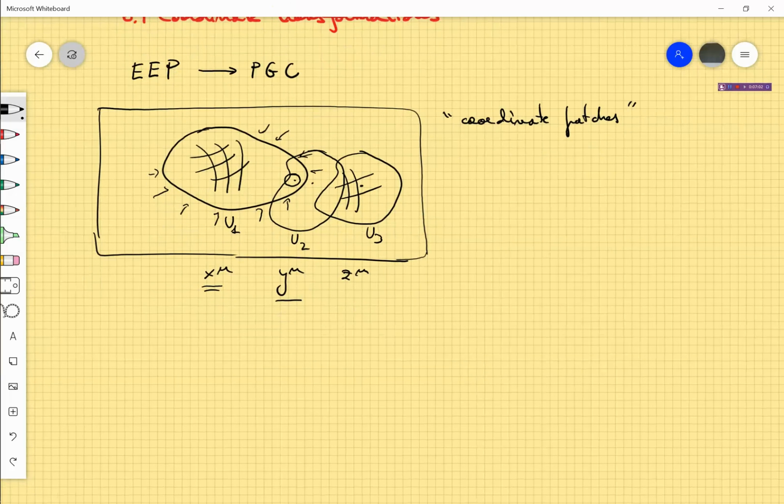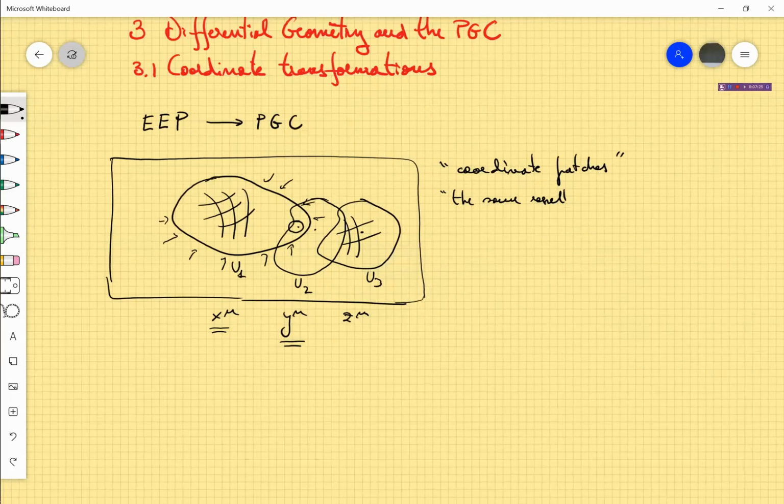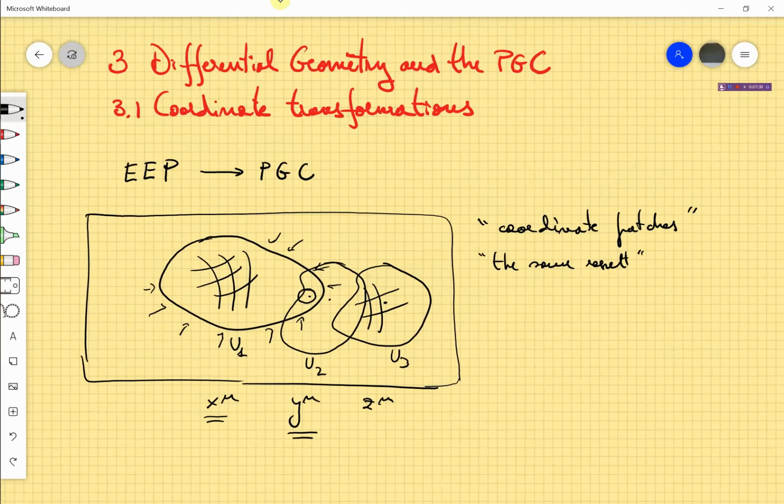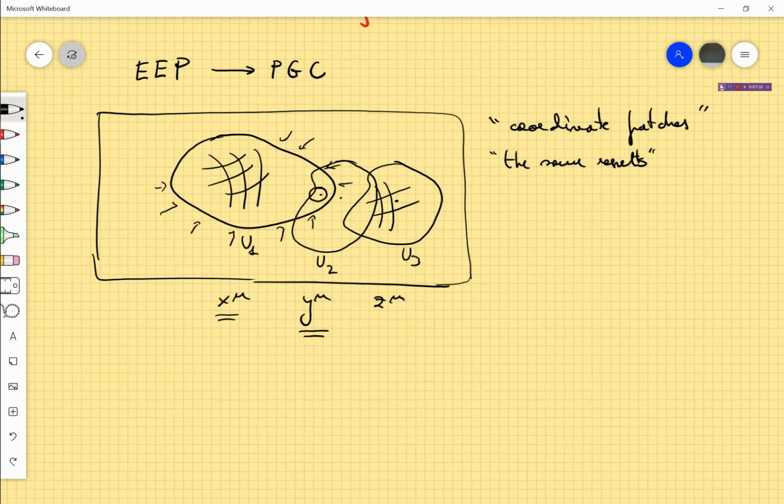And by the same results, I mean results that can be consistently transformed into results written from one language to the other. This is what consistency means here. And the same results does not mean exactly the same numbers. It means results that can be transformed consistently between one coordinate system and the other.